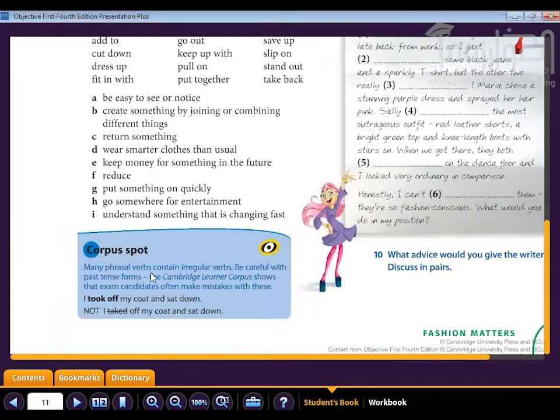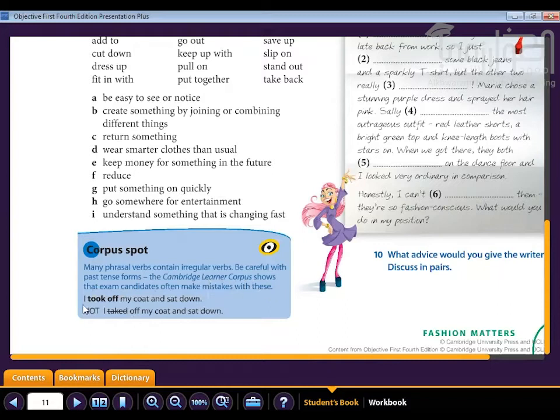Many phrasal verbs contain irregular verbs. Now, some of the phrasal verbs have irregular verbs. Be careful with past tense forms. The Cambridge Learner Corpus shows that exam candidates often make mistakes with these.